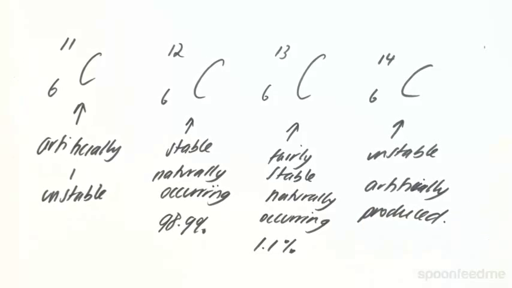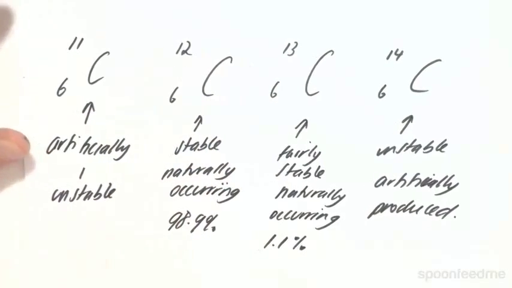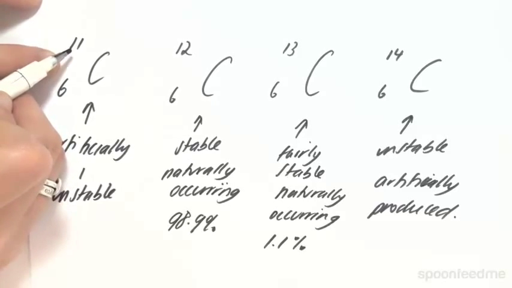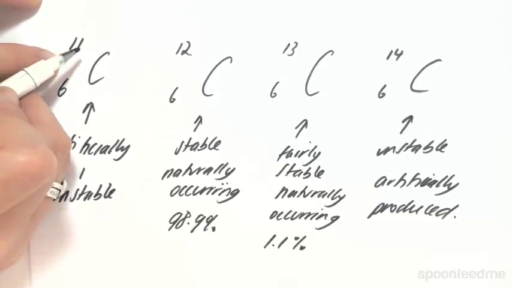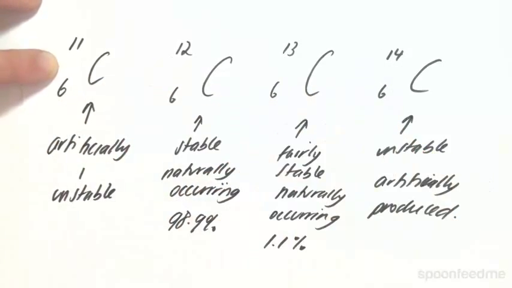So those are 4 different isotopes of carbon, and as we can see, they all have the same atomic number, but they have different mass numbers. With carbon-11, we can say it has a neutron number of 5, because it has a mass number of 11. 6 neutrons here, 7 and 8 neutrons here. So as we can see, each of these differs in the number of neutrons that it has.